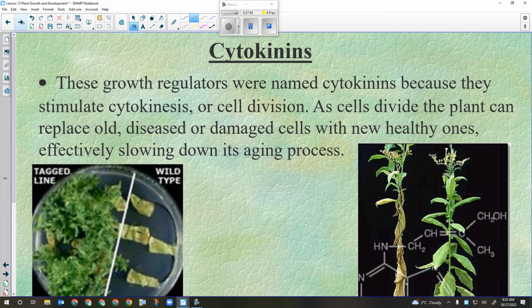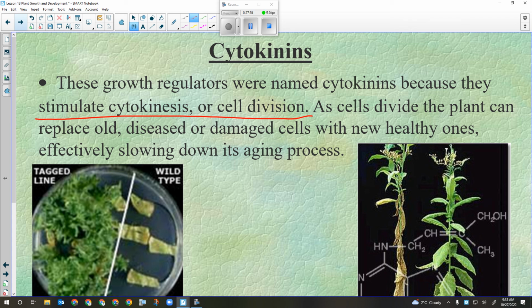All right, cytokinins, second group of hormones. Cytokinins cause cytokinesis, or cell division. Cytokinins obviously allow for the production of larger numbers of new cells. That allows a plant to replace old or dying cells, just producing new ones from healthy cells. That is what partially allows some plants to have really extended lifespans.